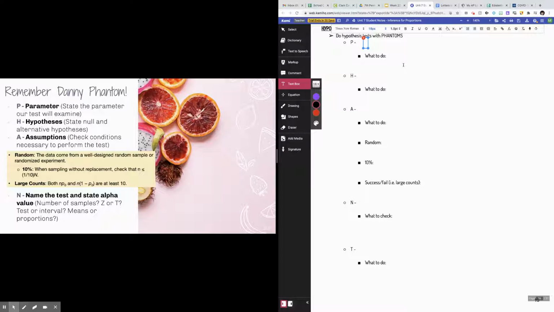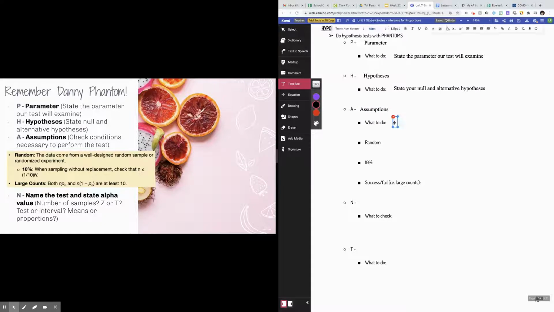Okay, so the first step, P stands for parameter. Exactly the same as a confidence interval. Okay, so what you do here is you state the parameter the test will examine. Okay, that's it. H stands for hypotheses. Okay, or hypothesis, right? And what you do at this step is state your null and your alternative hypothesis. Okay. All right. A stands for assumptions, okay?